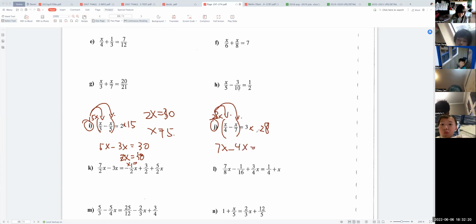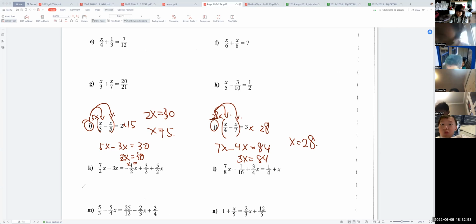4x. So 3 times 28 equals 84, right? So, okay, 7x minus 4x equals what? 3x equals 84. X equals what? 28. Very good. Good job, Ethan, get it right, and Daniel get it right.